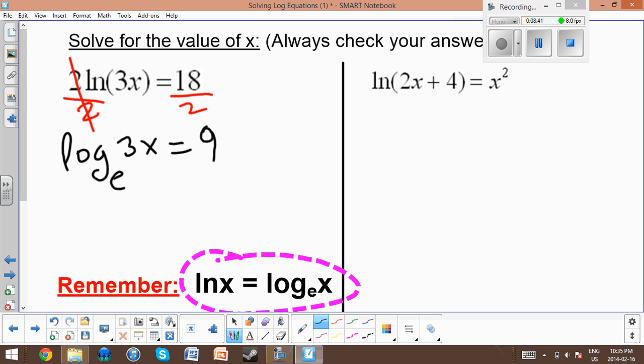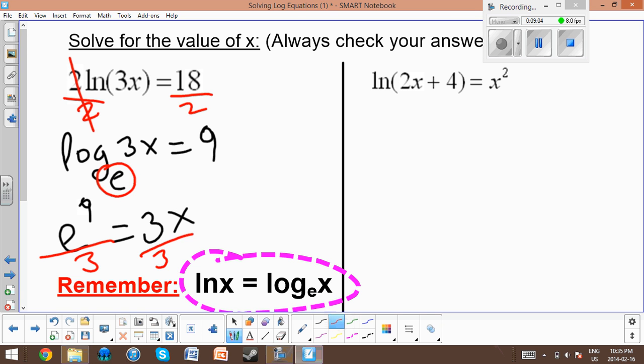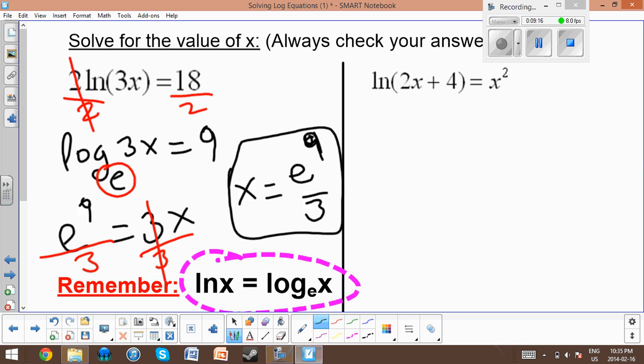Now it's easier to see how we can convert into an exponential. We always start with the natural base here, which is e, and that would be our base for the exponential. e to the 9th power is equal to 3x. And to solve for x, we would have to divide by 3 on both sides, and that will eliminate this. So x will end up being e to the 9th divided by 3. And now you can plug into the calculator to get your answer.